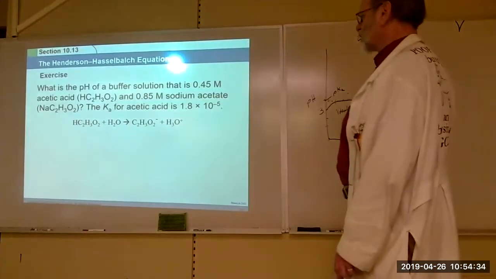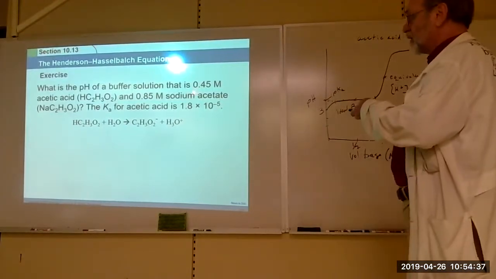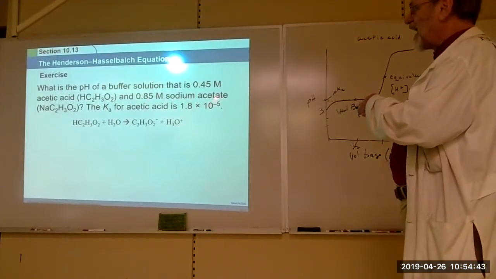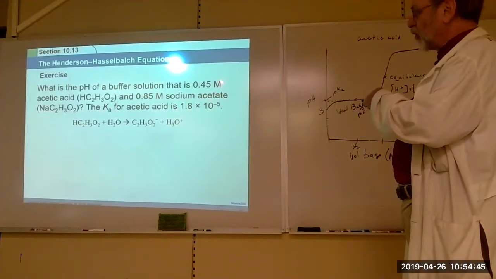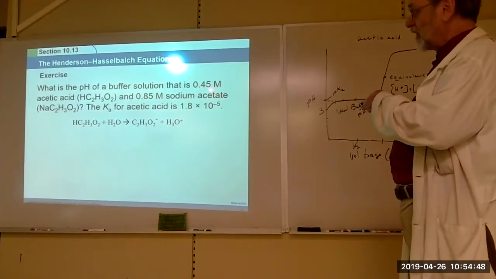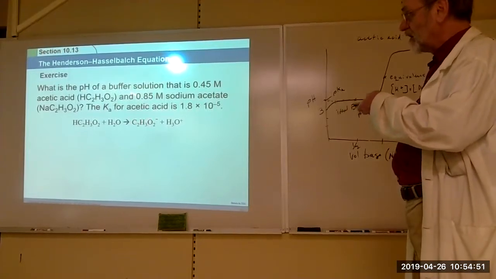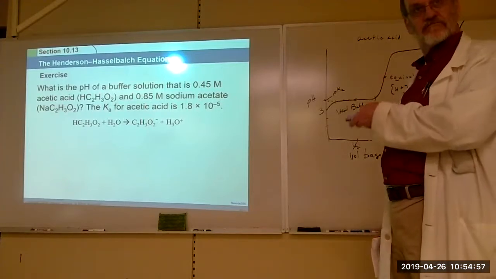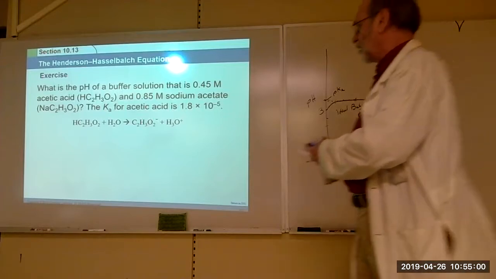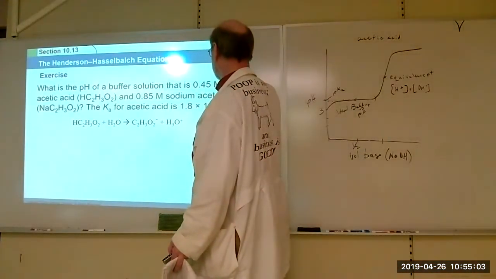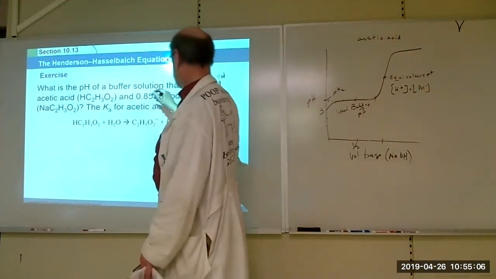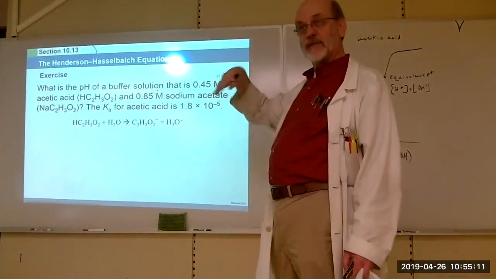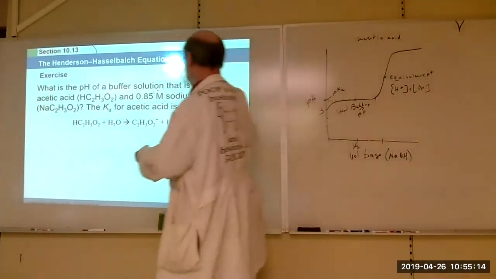So what's the pH of a buffer solution that's 0.45 molar acetic acid and 0.85 molar acetate? What we're doing is putting this acetic acid in there, and then putting in the acetate ion as sodium acetate. So we know how much we put in there. This is the HA part, and this is the A minus part of our expression, the A minus divided by the HA. So we know these two values.